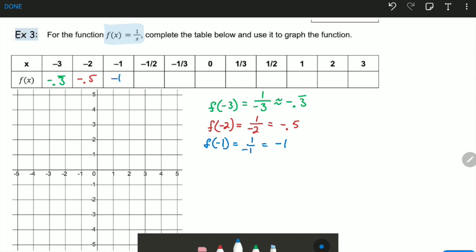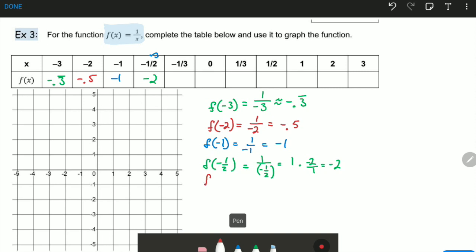Then -1/2, so now we're on to the fractions. So f of -1/2 would be 1 over -1/2. And when you're dividing fractions, you want to do keep, change, flip. So keep the first fraction, change the division to multiplication, and flip the second fraction over, which becomes -2 overall. This is called the reciprocal function, which is a good indicator that it might flip the fractions, because the reciprocal is just flipping the denominator and numerator in the fraction.